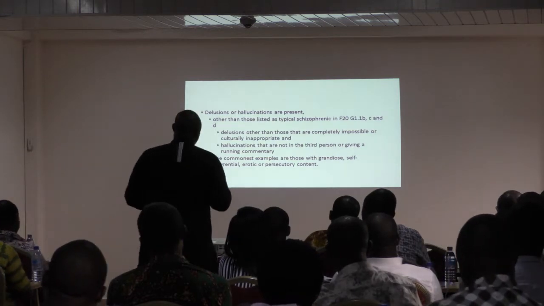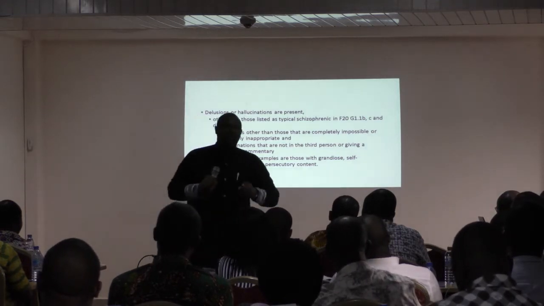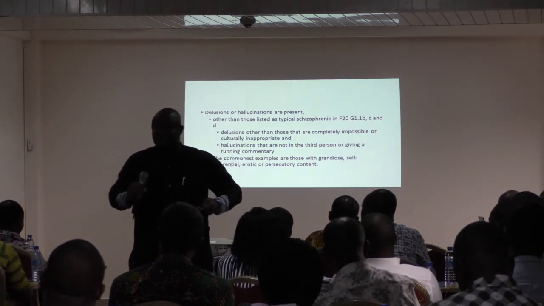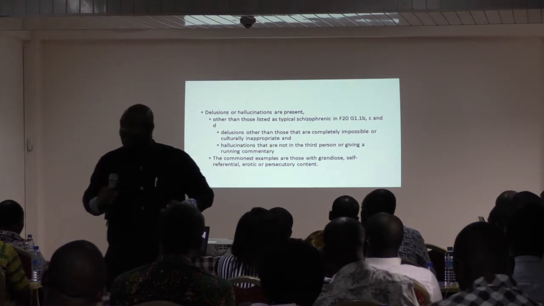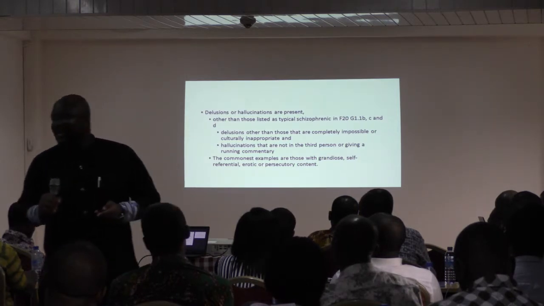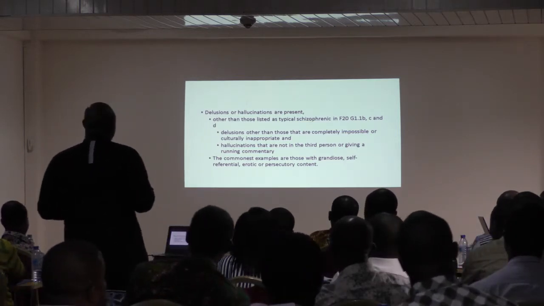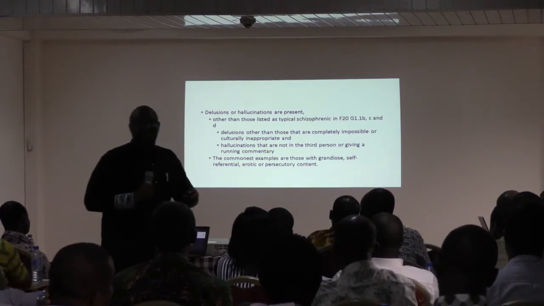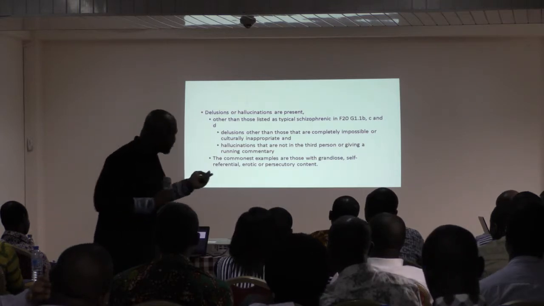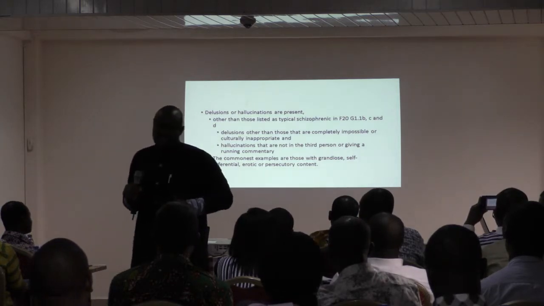So the commonest example here are those with grandiose delusions. Here it can be of ability, like we discussed: I'm better than Neymar. Or of identity: I am the king of England. And then self-referential, so like we said, the TV is talking about you, or other people you see are talking about you. Again, we have a challenge here because sometimes they'll tell you that the pastor was talking about you directly, prepared the sermon just for you.